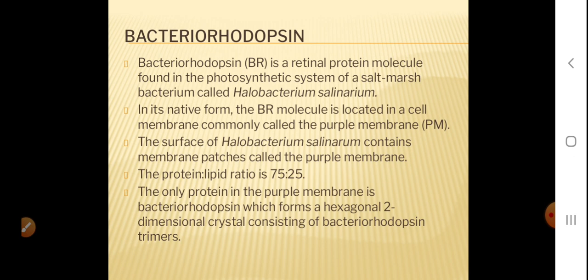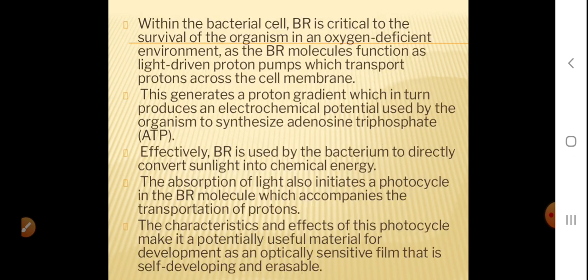Okay, so this is formed by the bacteriorhodopsin trimers. To sum up here, the bacteriorhodopsin is found in the purple membrane, and these purple membranes are the membrane patches which are found on the Halobacterium salinarium. These purple membranes contain proteins and lipids, of which about 75% is protein, and this is bacteriorhodopsin, and this bacteriorhodopsin is a retinal protein.